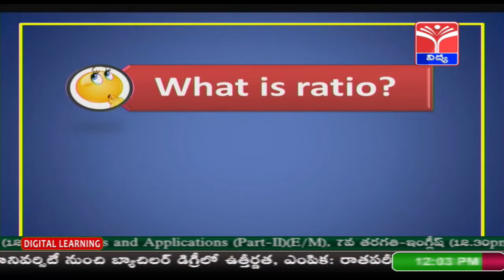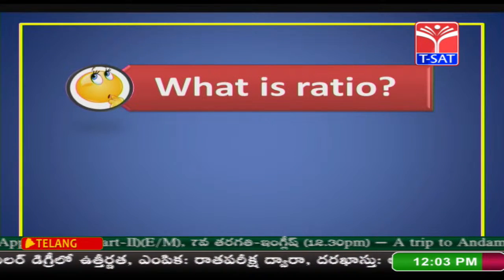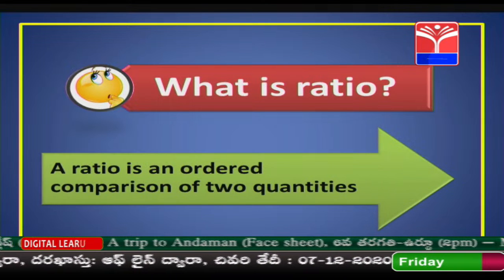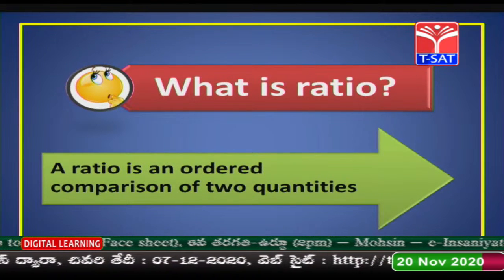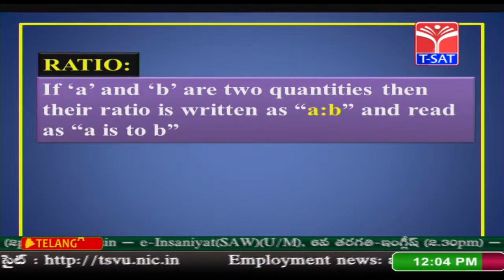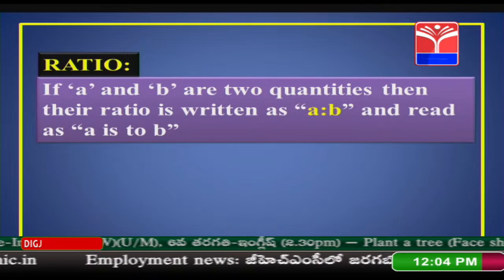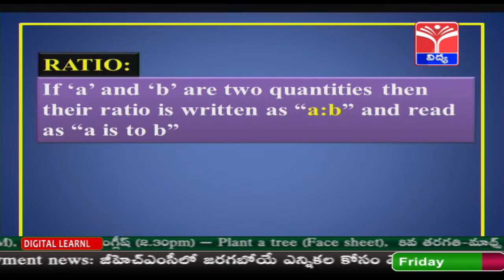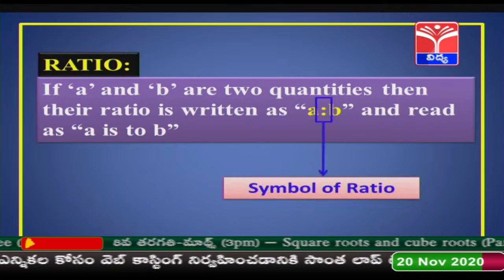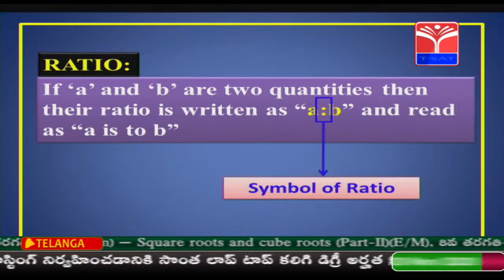Children, let us recall what we have learned in our previous session. Children, can you recollect what a ratio is? That's right. A ratio is an ordered comparison of two quantities. If A and B are any two quantities, then the ratio is written as A colon B and we read it as A is to B. So, here this colon symbol represents the symbol of a ratio.